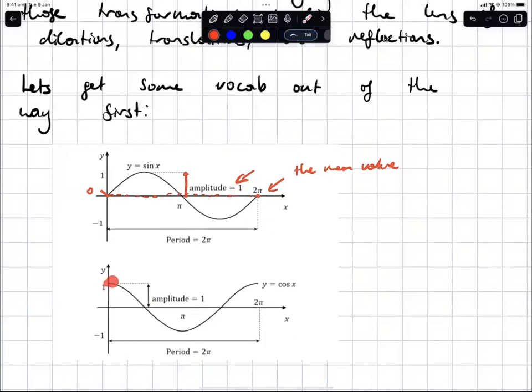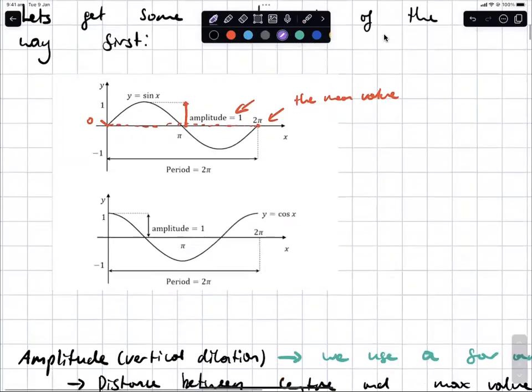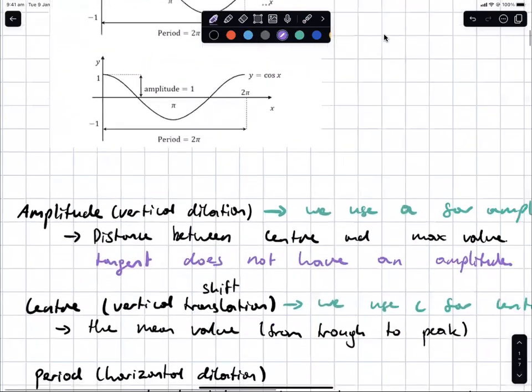Same thing happening here for cos of x. It goes from up to down, then back up again, and then it would repeat that same pattern after 2 pi has elapsed. So we say that it has a period of 2 pi. Now, we're going to look at how each of these things shift. There is one more transformation, which I'll get to in just a moment, that's known as phase shift, but we'll get there soon.